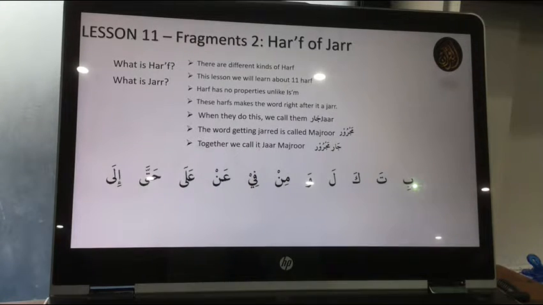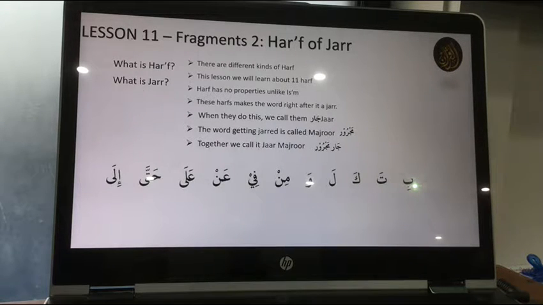Wa, there are two types of wa in the Quran. There are many types, but two main ones. One means and. It just joins two things together, like English: me and my brother went to the masjid. But another wa in the Quran means I swear by. Like you learn in all the smaller surahs: wash shamsi wa duhaha, wat tini waz zaytun, wal asr.